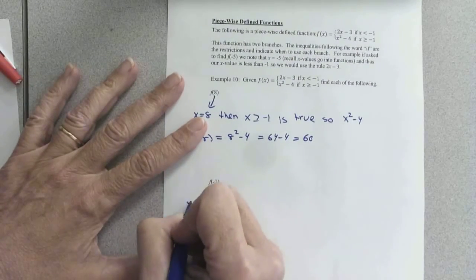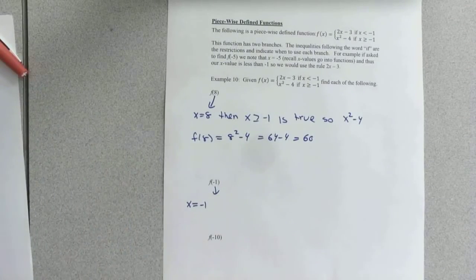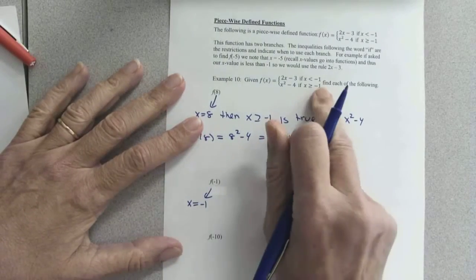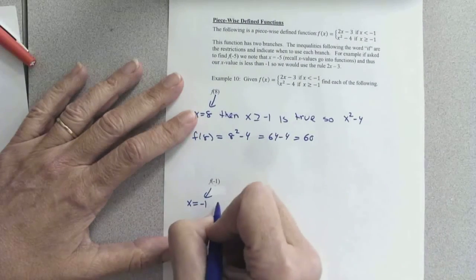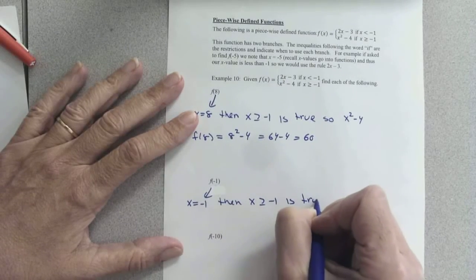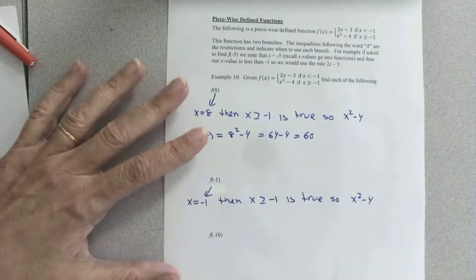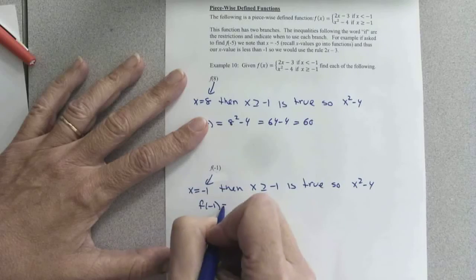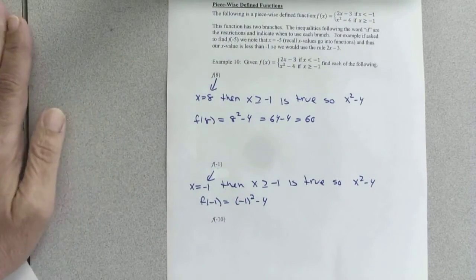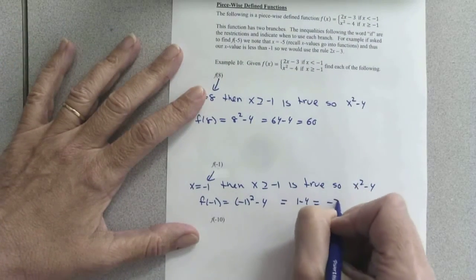Same thing on the next one. There's my x value. X equals -1. X's go in. So I look at what my x value is, then I look at my restrictions, then x greater than or equal to -1 is true. So I use, again, x squared minus 4. And so f of -1 is going to be (-1) squared minus 4. Notice the careful use of parentheses, which is going to be 1 minus 4, or -3.